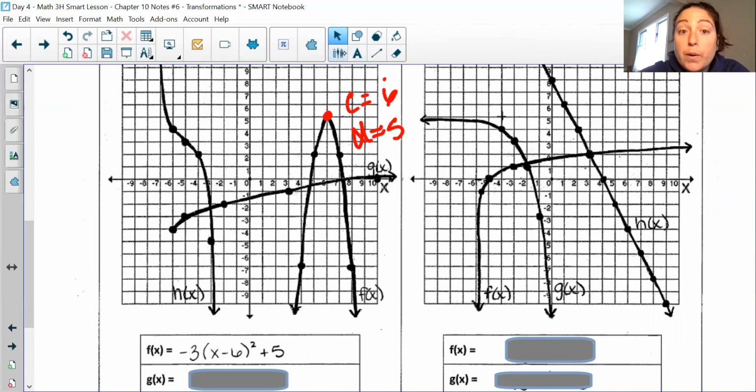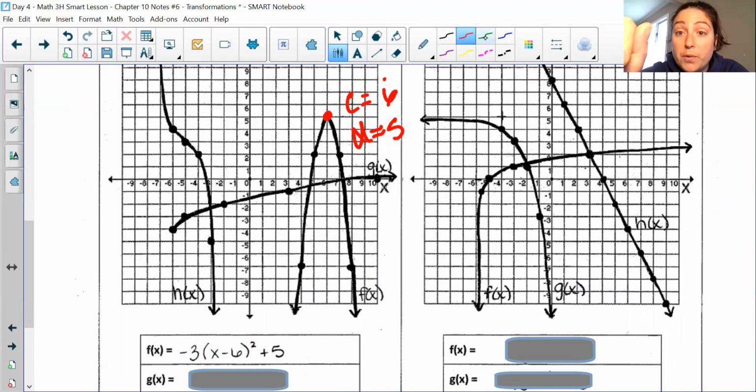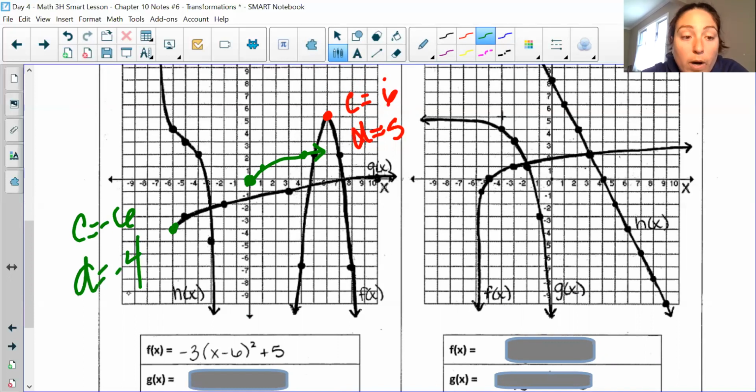Now looking at g of x, which appears to be the square root function. For a square root function, our critical value is going to be the start of the square root function. The parent function for square root of x is (0, 0), (1, 1), (4, 2), like that. Here it looks like our c value is -6 because our initial point was shifted left 6, down 4. So our d value is -4.